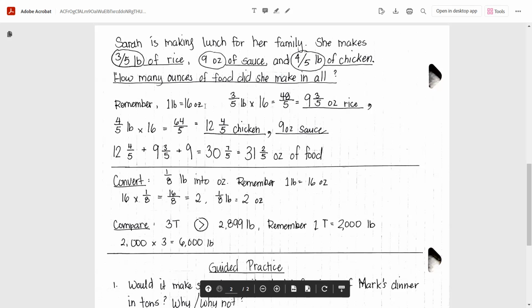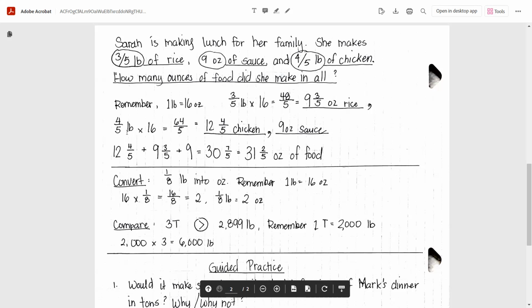So if 1 pound is 16 ounces, 3/5 of a pound for the rice times 16 is going to be 48 fifths. 3 times 16 is 48, and it's still over that same denominator of 5. I need to convert that into a mixed number. 5 goes into 48 9 times. 5 times 9 is 45, with those 3 extra left over. So 9 3/5 ounces of rice.